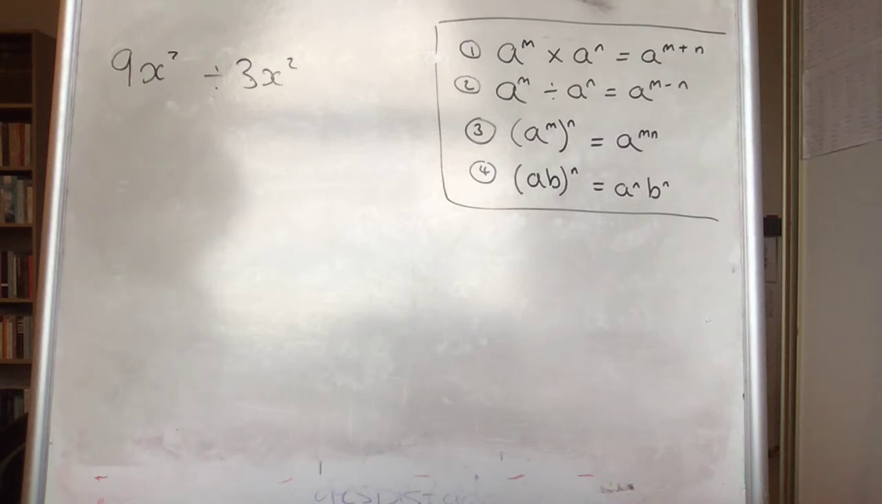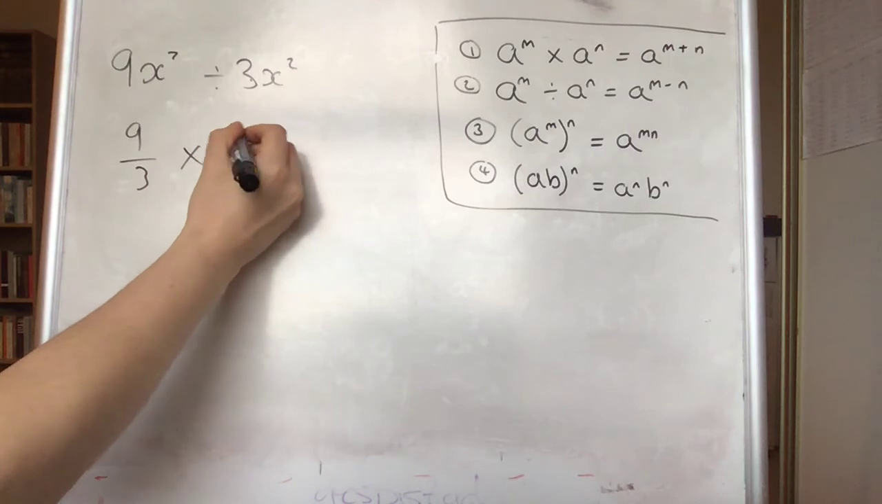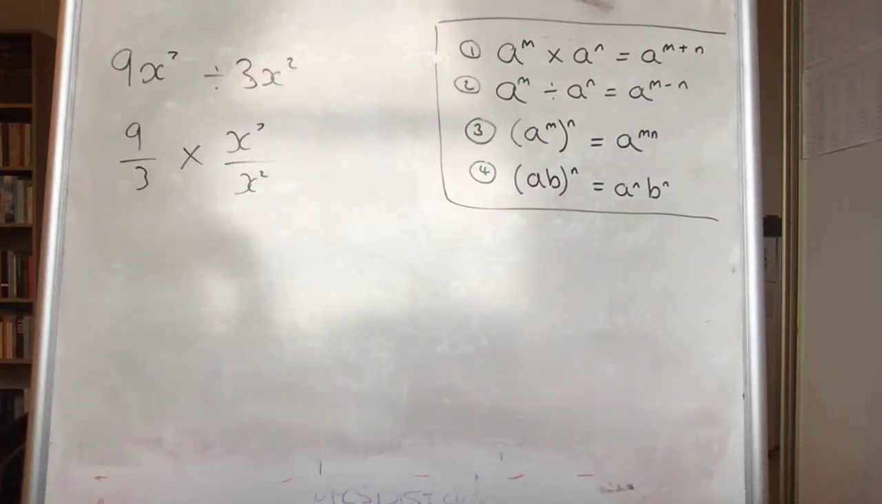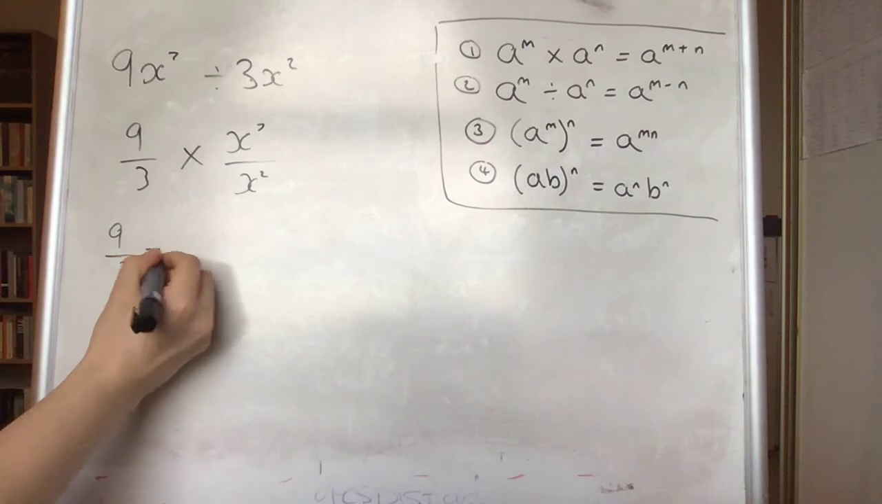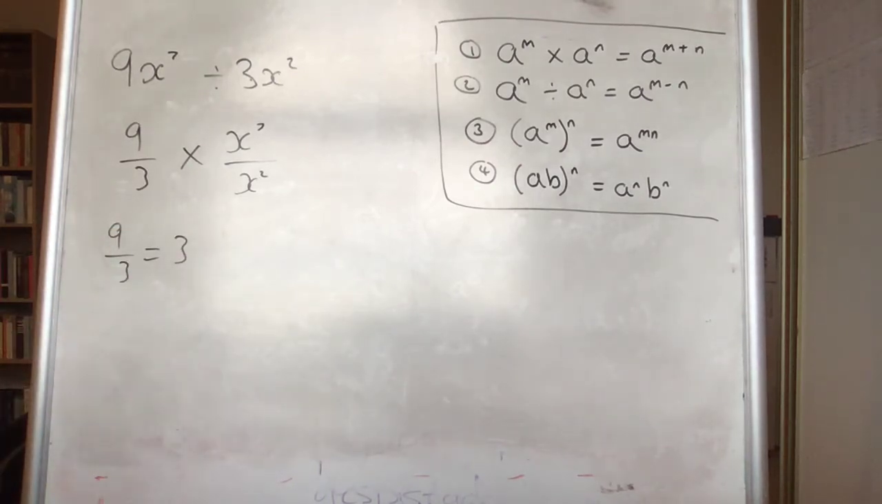The easiest way to handle this is to split it into two separate equations. Firstly, we want to divide 9 by 3, and then we want to divide x raised to the power of 7 over x squared. Now we know that 9 divided by 3 is equal to 3, because 3 times 3 is equal to 9.